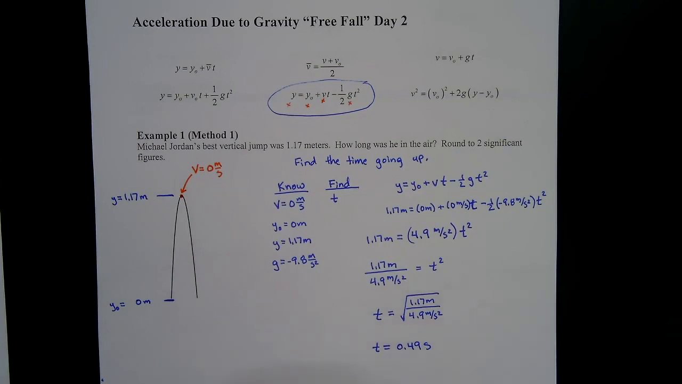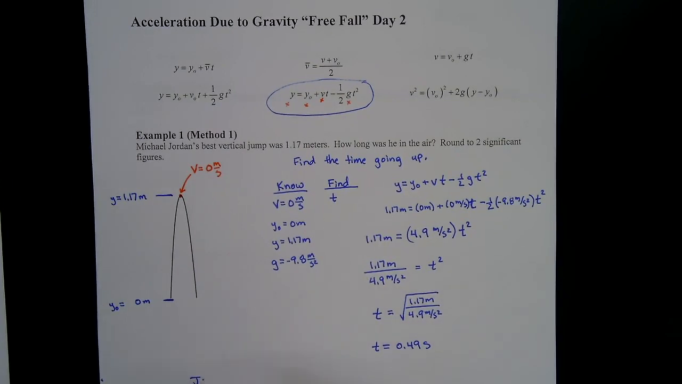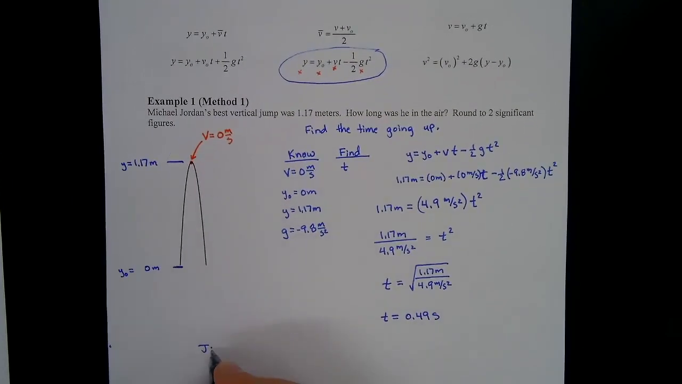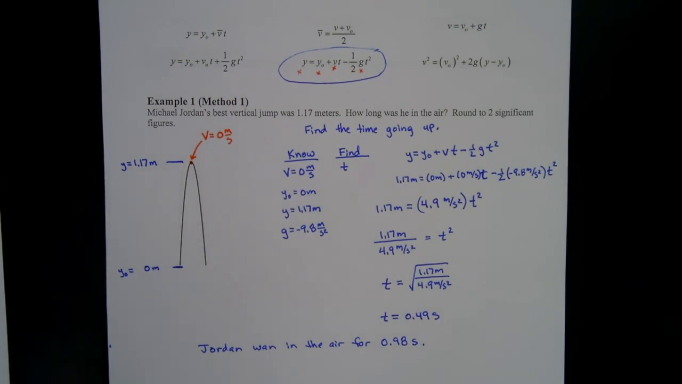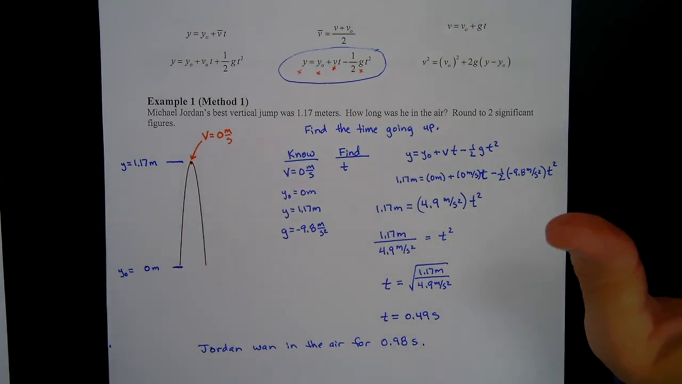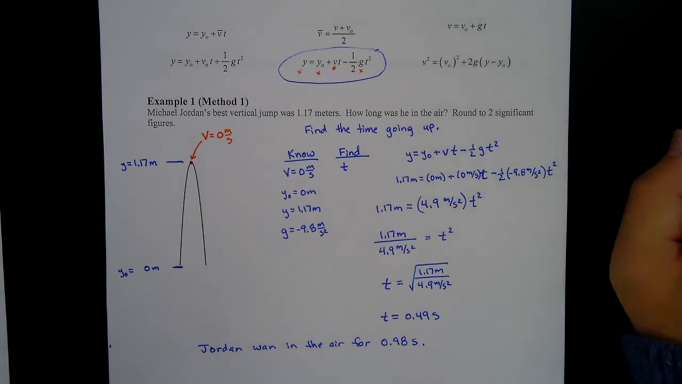So Michael Jordan was in the air. Let me slide this up a little bit so you can see my writing. Jordan was in the air for 0.98 seconds, which is actually a very long time to be in the air if you jump, okay? It's pretty dang good, all right? That's his hang time. All right, let's turn the page, and then I'm going to show you another way to do this problem.